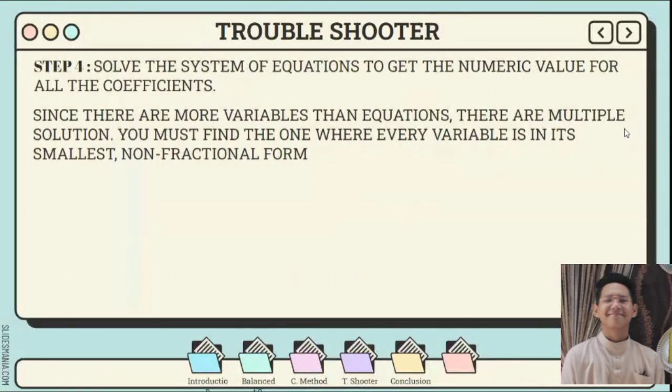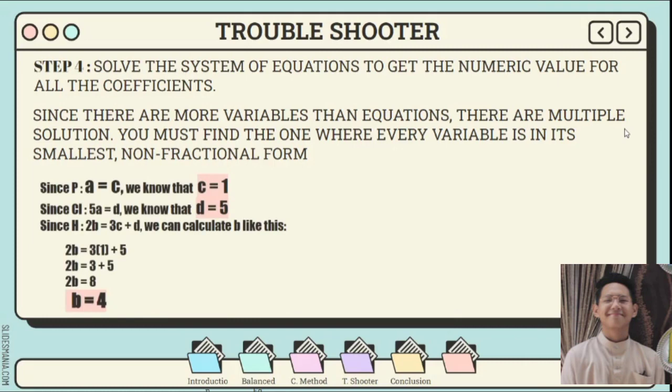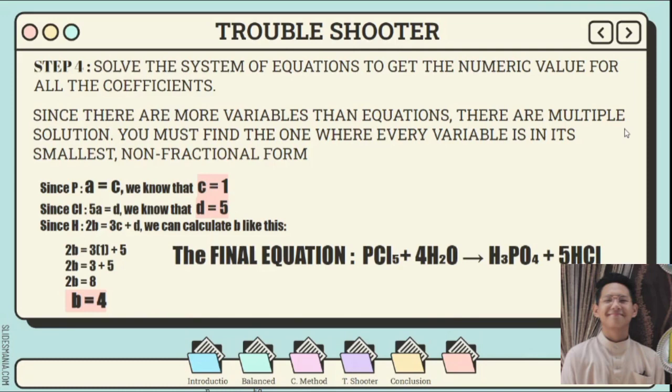Step 4, solve the system of equations to get the numeric value for all the coefficients. Since there are more variables than equations, there are multiple solutions. You must find the one where every variable is in its smallest non-fractional form. Since phosphorus A equals C, we know that C is 1. Since chlorine 5A equals D, we know that D is equal to 5. And since hydrogen 2B equals 3C plus D, we can calculate B. So B equals 4.